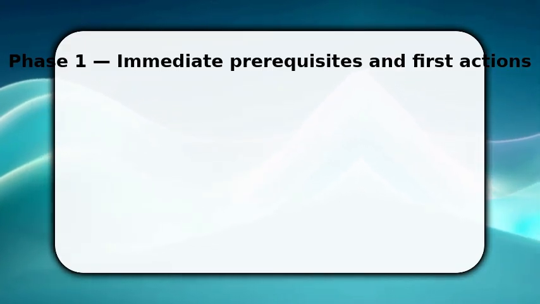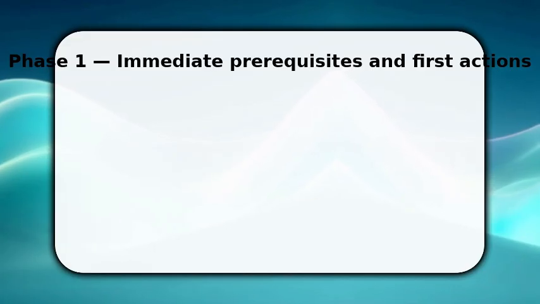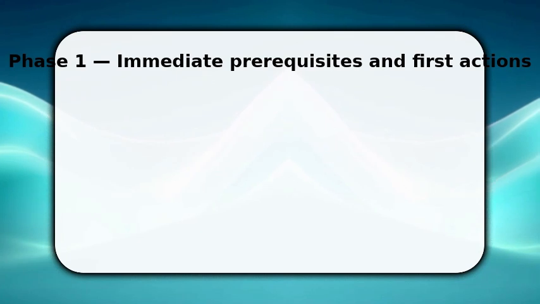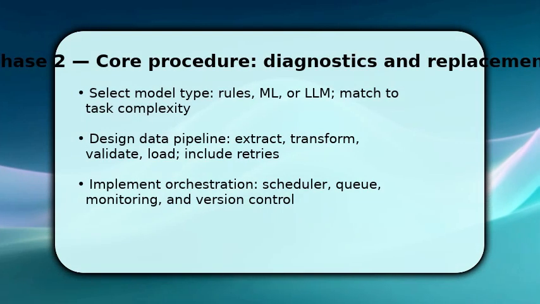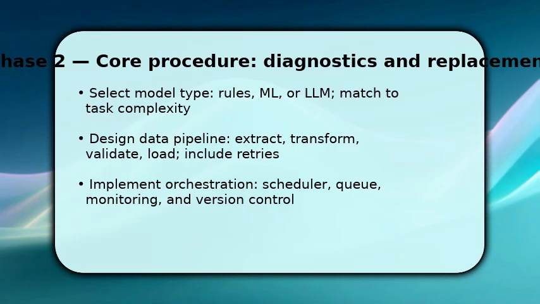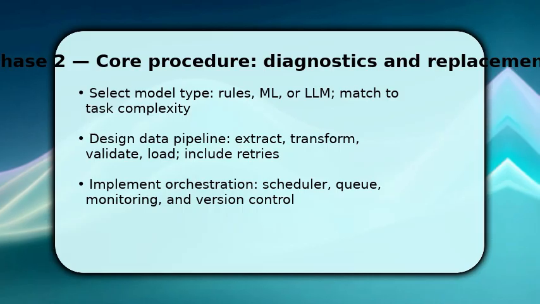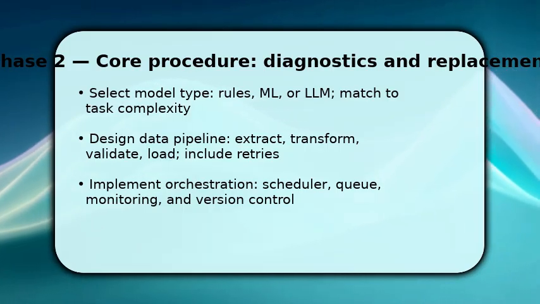Start small. Prototype one workflow with mock data so you can test changes quickly. This gives you a safe environment to iterate without disrupting production. Next, choose the automation engine: simple rules for deterministic tasks, ML for predictions, or LLMs for unstructured language work, and explain why it fits. Then construct your data pipeline.